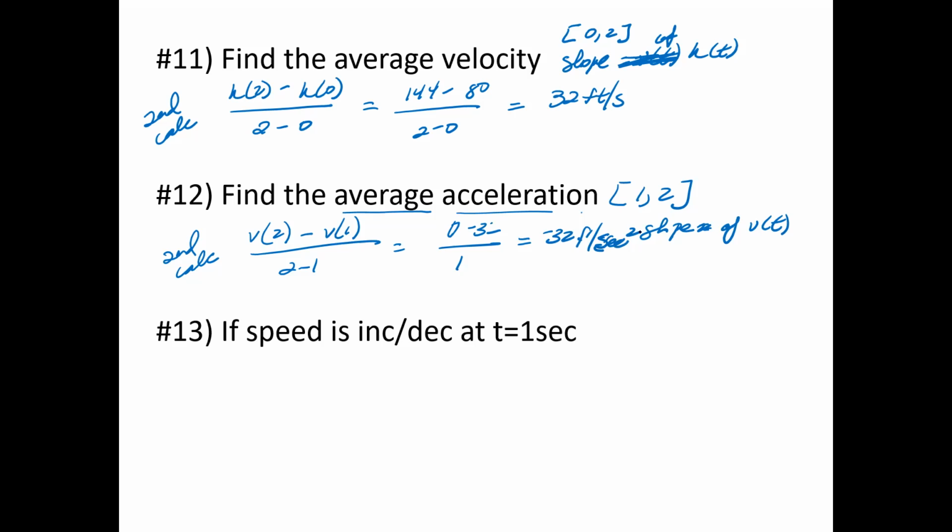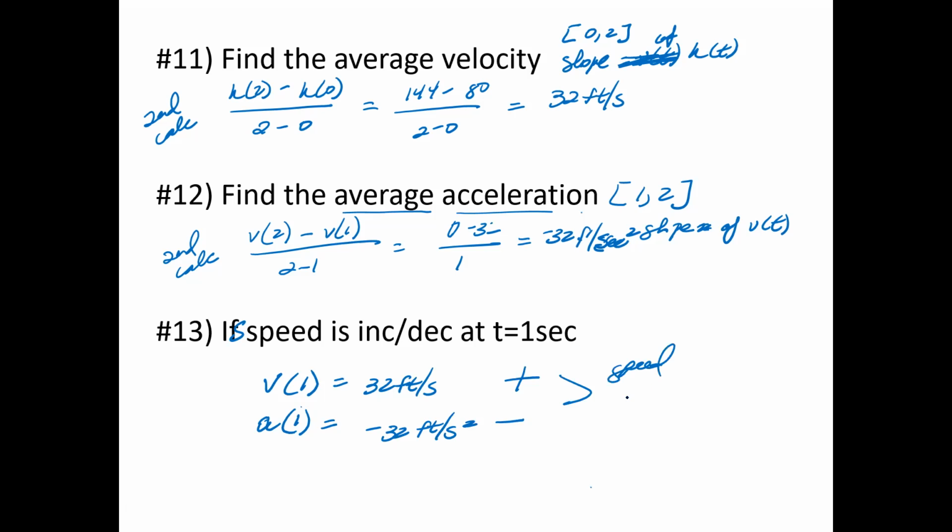Okay, so question number 13 is, is speed increasing or decreasing at t equals 1 second. So remember, to find the changes of speed, you will have to take the velocity and compare it to the acceleration to see if each is positive or negative. If they have the same signs, then speed is increasing. If they have different signs, then it is decreasing. Well, you already did that work up here. V of 1 is going to give you 32 feet per second. A of 1 is going to give you negative 32 feet per second squared. Given the fact of the positive and a negative, that means speed is decreasing.